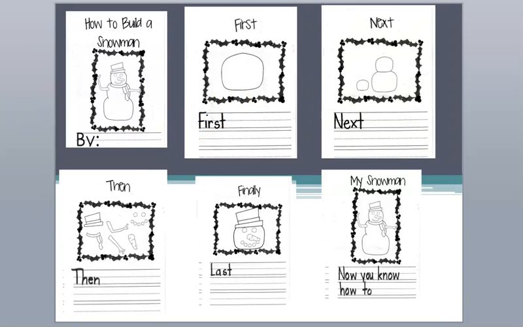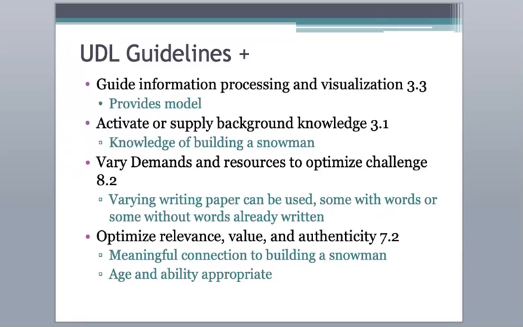When I looked at the UDL guidelines, some positives I found were that this paper was able to kind of give the students a model. So they were able to look at it, get an idea. Plus, we did a whole group at first. I was able to activate their background knowledge of how to build a snowman. Hopefully, then they can transition to write that onto a paper.